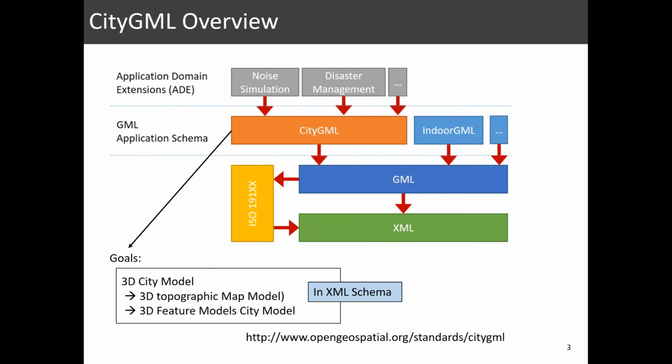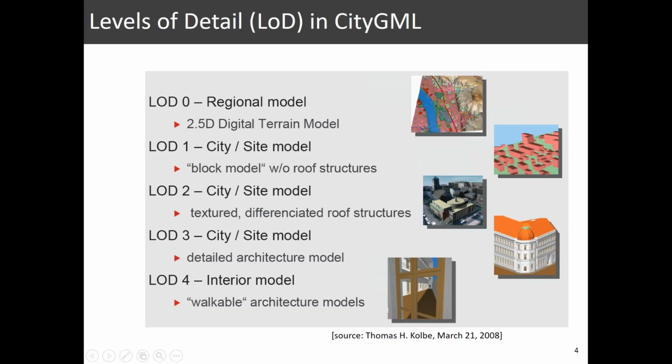The basic goal of CityGML is to provide a 3D city model. That means a 3D topographic map model or the feature model for 3D city. So this model is provided in XML document. So in CityGML, they provide XML schema. First of all, the basic concept of CityGML is so-called level of detail.